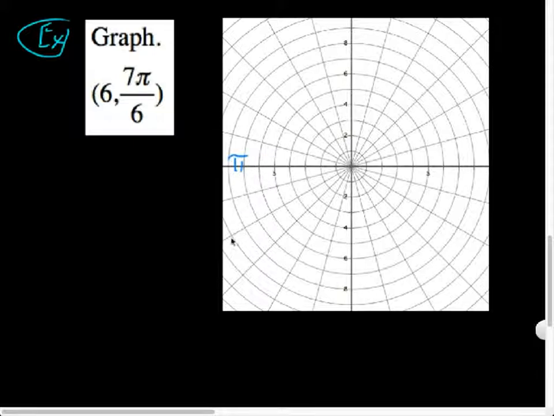So 7 pi over 6. Pi over 6 is, I believe, this right here. 30-degree angle, more than that. So 7 pi over 6 is something like this. And I go out 6 units. So 1, 2, 3, 4, 5, 6.